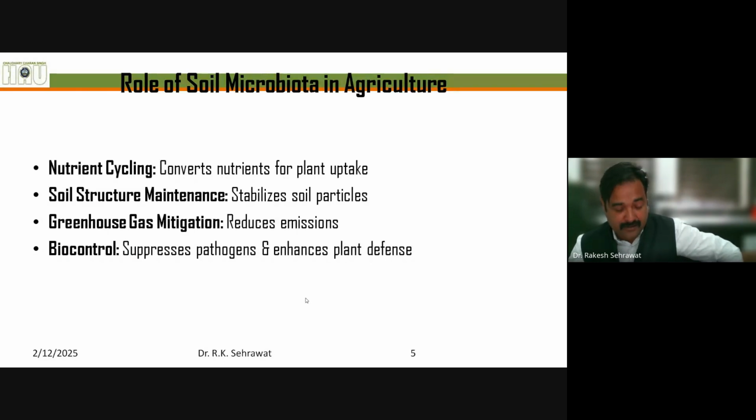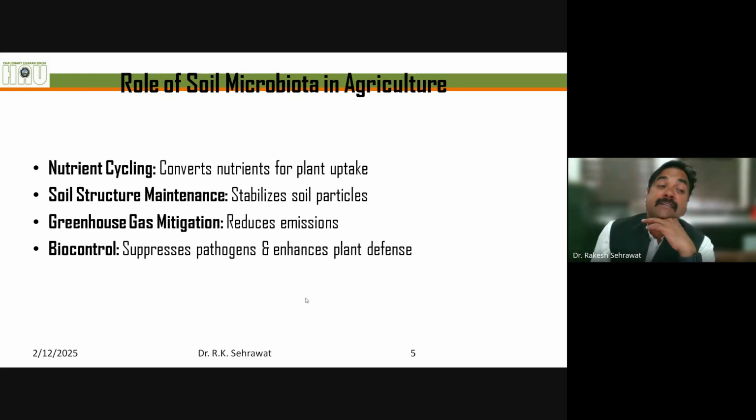So if we say what the role of soil microbiota in sustainable agriculture is, there are four major things. Nutrient cycling converts nutrients for plant uptake, or simply, they make nutrients available to the plant. Like nitrogen fixers, they take nitrogen from the atmosphere, and with the help of nitrogenase, convert it into nitrate, which is readily available for the plant. Then there are phosphate solubilizers, which solubilize the insoluble phosphate already present in the soil. Then we have potash mobilizing bacteria, sulfur oxidizing bacteria, and zinc solubilizing bacteria. So a lot of microorganisms help in nutrient cycling, ultimately making agriculture sustainable in terms of nutrient requirement.